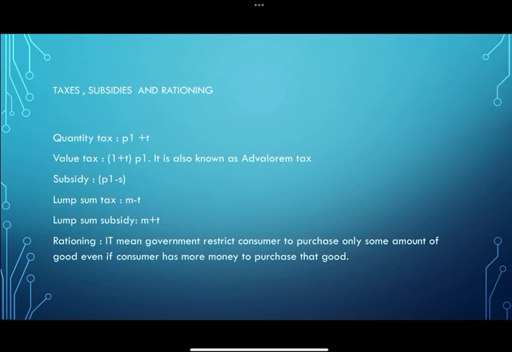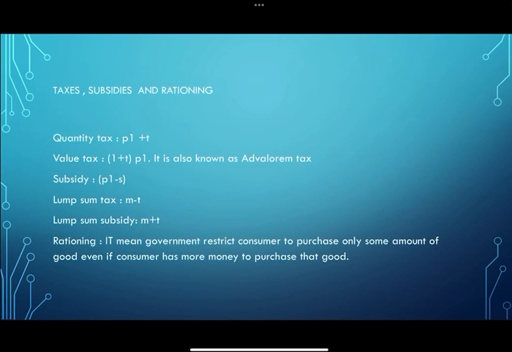And subsidy means a benefit for the consumer. For example, if the price is ₹10 for good 1 and the subsidy is 5, then you have to pay just ₹5 for good 1 instead of ₹10. That is subsidy. Then the budget line will be what? If the government imposes a subsidy on good 1, the budget line equation will be (P1 minus s) x1 plus P2 x2 is equal to M, that is, P1 x1 minus s x1 plus P2 x2 is equal to M.